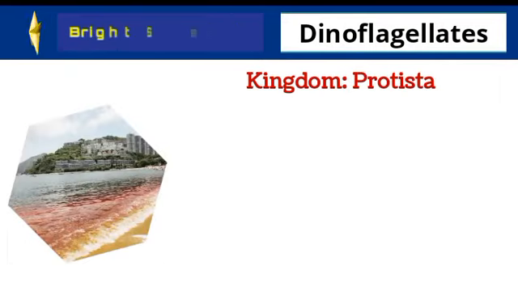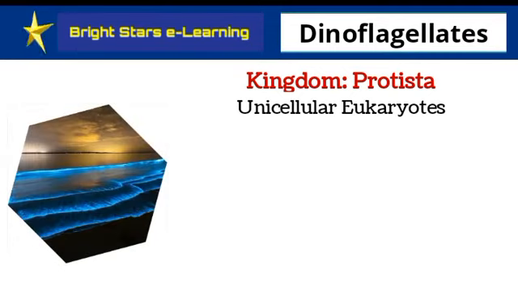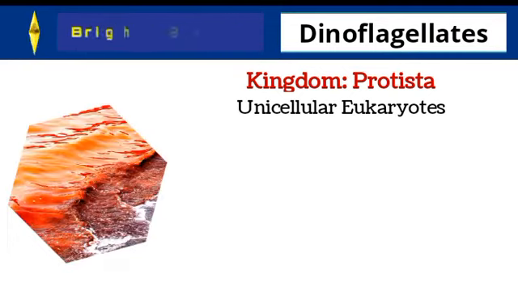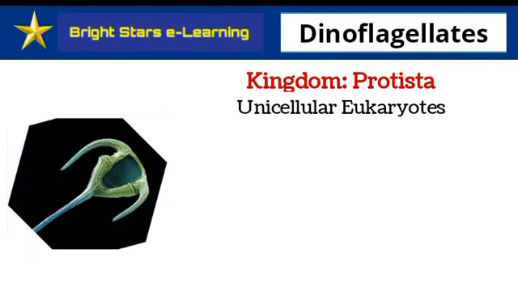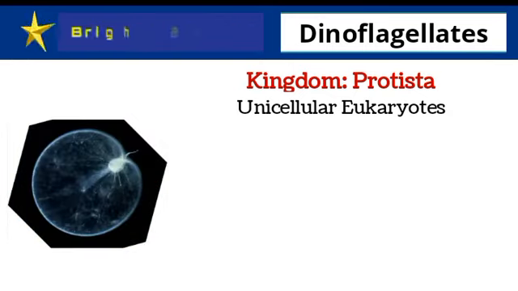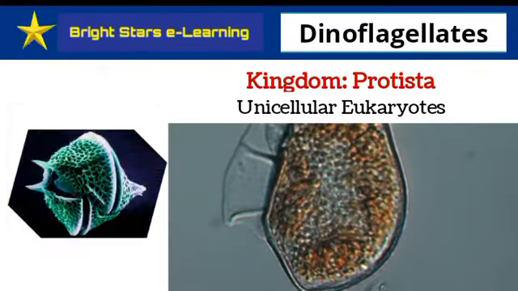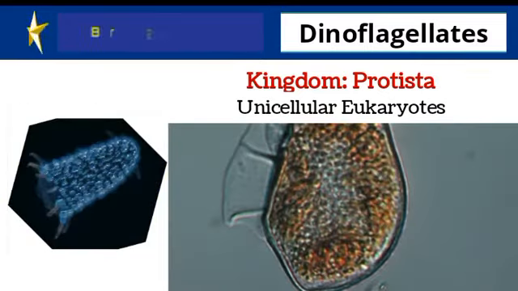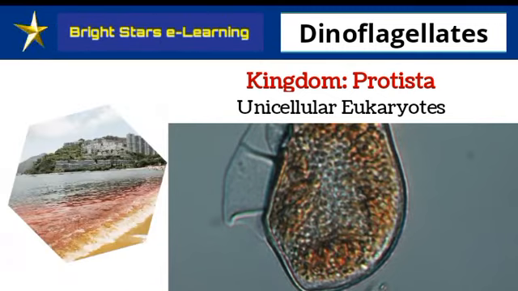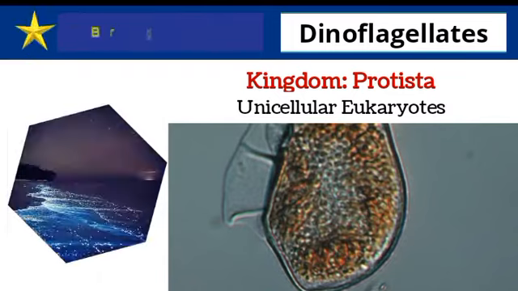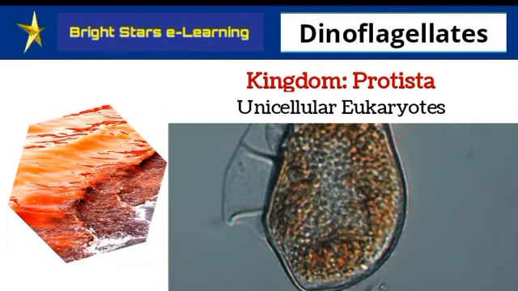They belong to the kingdom Protista because they are unicellular eukaryotes. Uni means single, single-celled organisms. Eukaryotes means organisms with eukaryon or true nucleus. So what is a true nucleus? A nucleus surrounded by a nuclear membrane with a definite shape is called a true nucleus. So dinoflagellates belong to the kingdom Protista, or they are called unicellular eukaryotes.